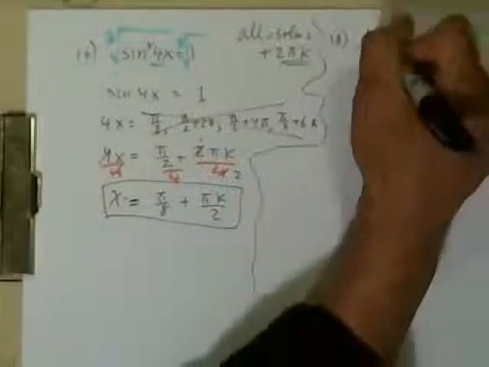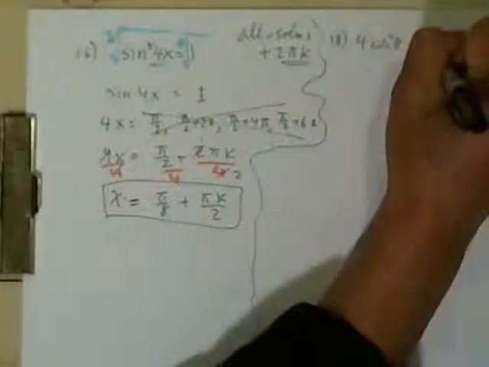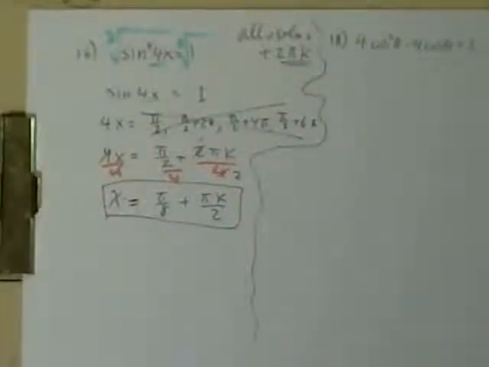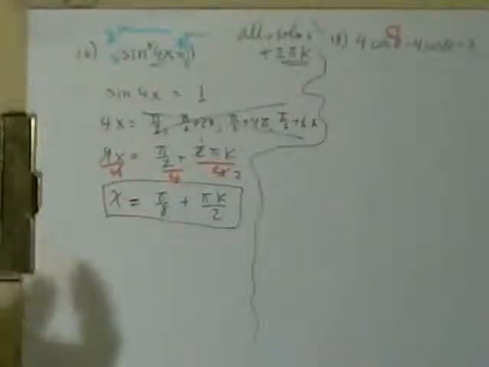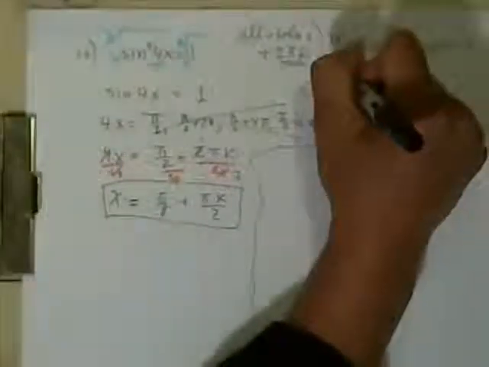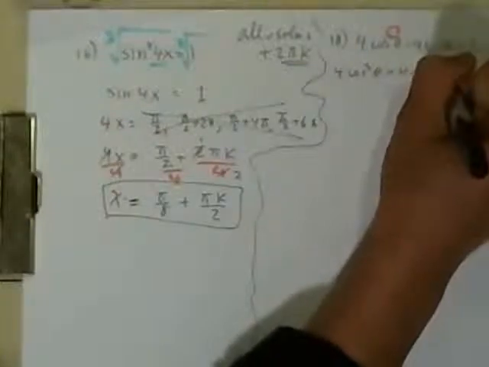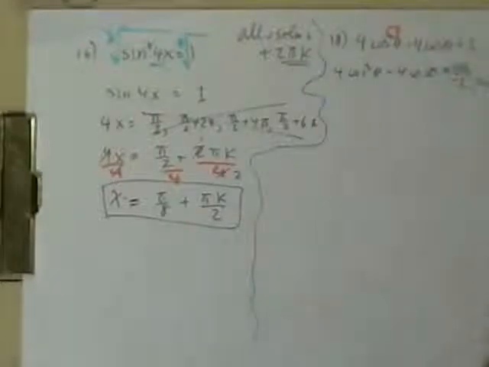18. So you have 4 cosine squared of theta minus 4 cosine of theta equals 2. What's your problem here? Well, you got a quadratic. Let's use pink this time. There it is. There's a 2. It's quadratic in nature. So what you have to do is move it all over, set equal to 0. 4 cosine squared of theta minus 4 cosine of theta minus 2 equals 0. Let's see if that's factorable.